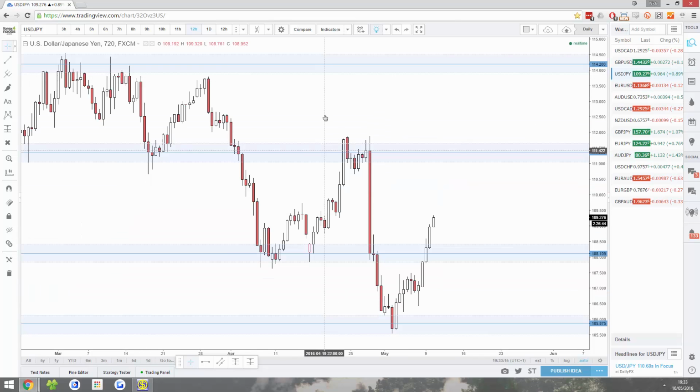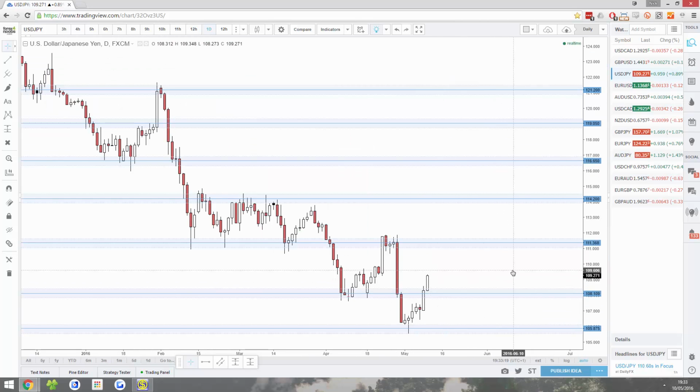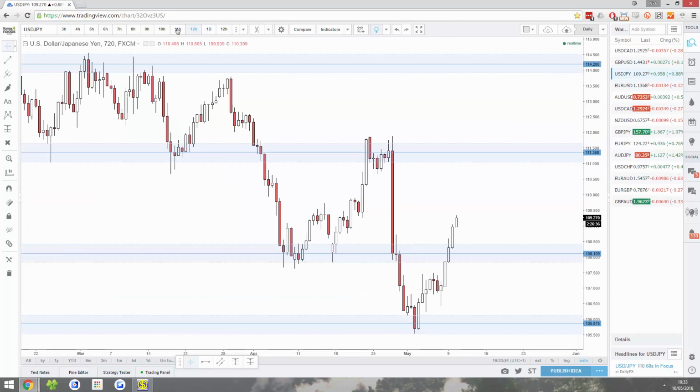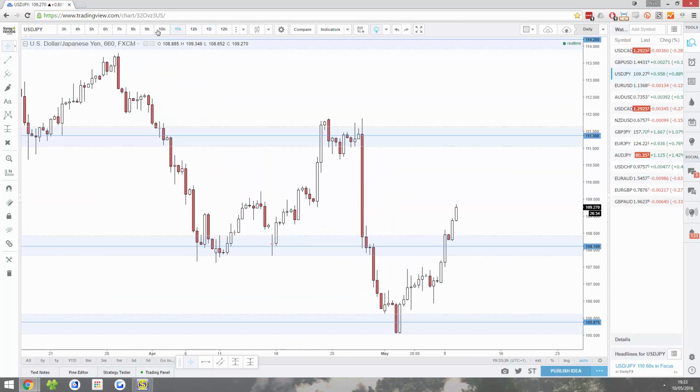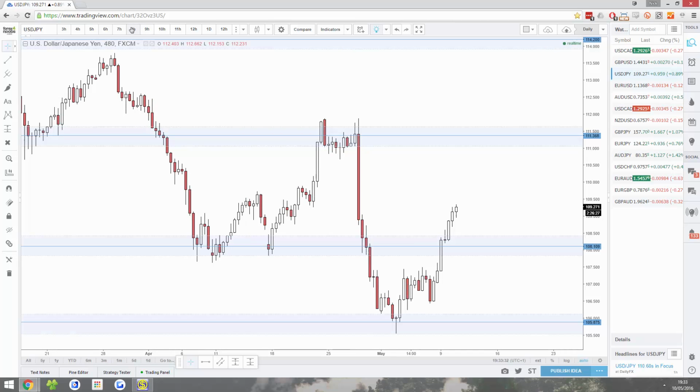USD JPY, let's check out USD JPY. We talked about this yesterday too. I was saying that we could potentially see price stalling at this resistance area, but it did not stall. It continued. It stalled a little bit, but it wasn't anything worth trading. There was nothing tradable there.